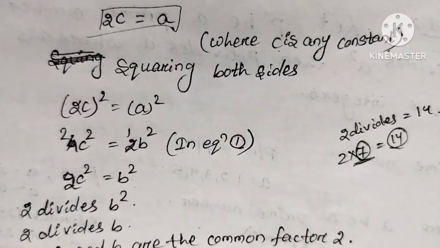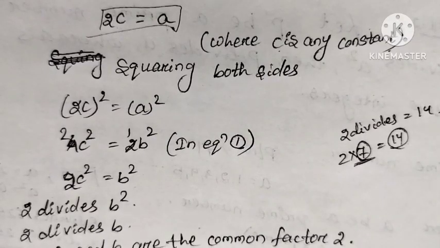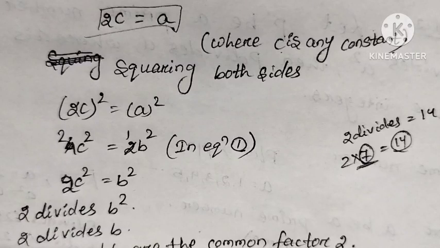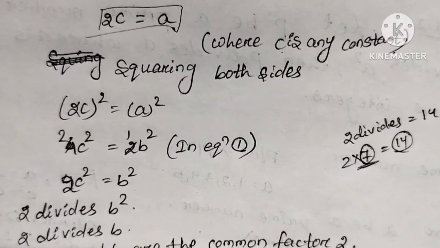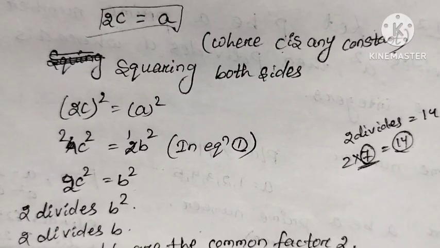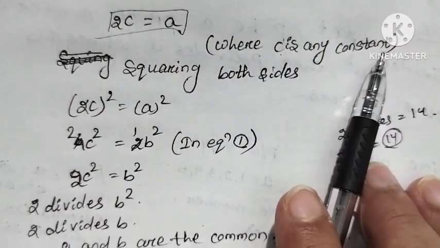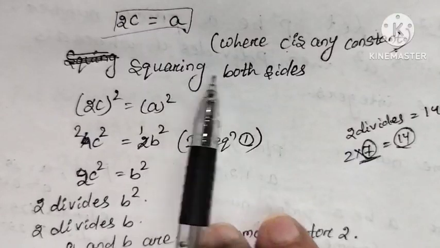Then same thing, another example. Any constant means you take any constant. 2 divides 16. Then 2 into 8 is equal to 16. Yes, that's why you take c as any constant. Then same thing, squaring both sides.